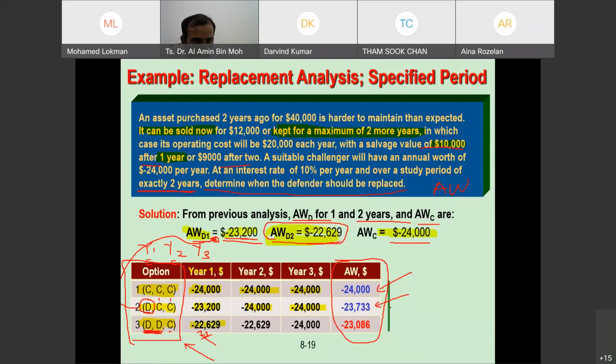Okay, so 22,929. You take the same information, and then for the challenger 24,000. So you get the average value. Now we are going to choose the lowest. Which one is the lowest, guys? It's 23,086. So what's the best option now?